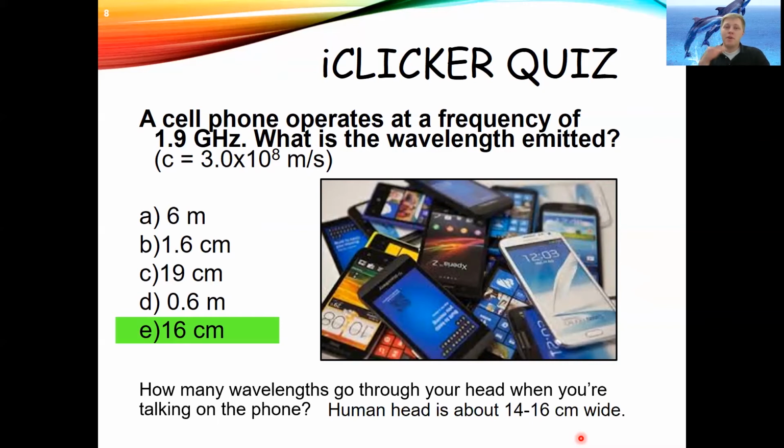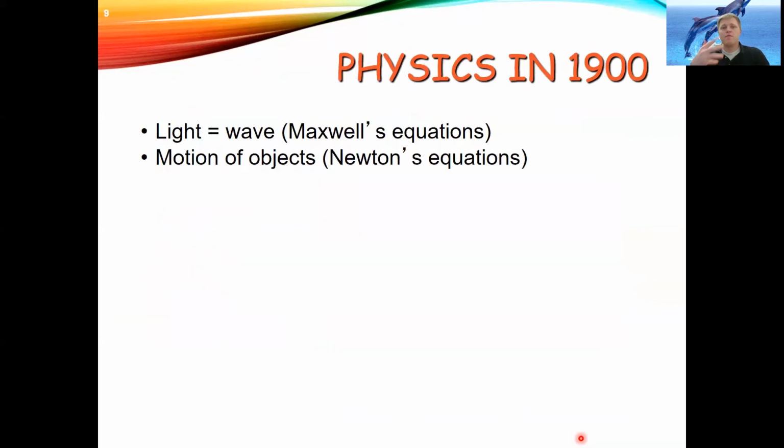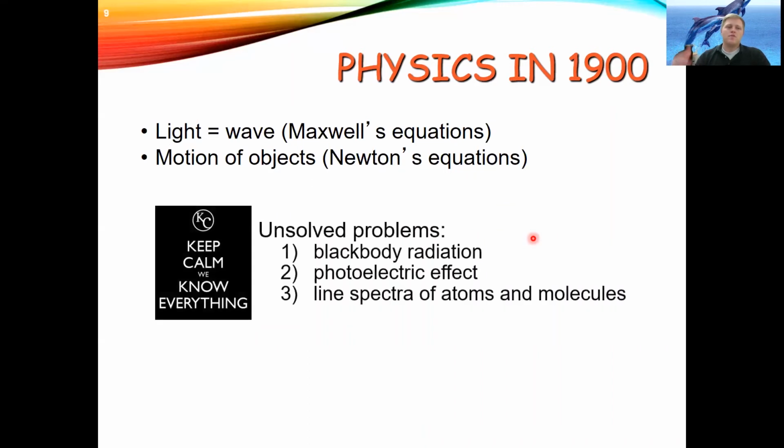All right, so now we know quite a bit about light. And all that was mostly figured out before 1900. In 1900, light had been described really well by James Maxwell, who was actually a Scottish physicist. He described light as a wave, and the motion of objects had largely been worked out by Isaac Newton. And so most physicists really thought that they had figured just about everything out.